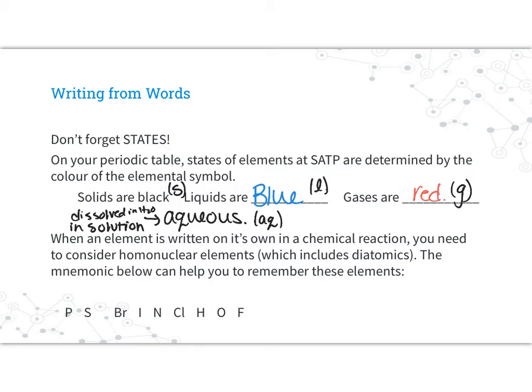When an element is written on its own in a chemical reaction, you do need to consider homonuclear elements. This includes diatomics. So it's just a fancy word for diatomics and elements that exist in multiples. This mnemonic below can help you remember these elements. P.S. Brinkelhoff is how I would say this. What we know about Brinkelhoff: bromine, iodine, nitrogen, chlorine, hydrogen, oxygen, and fluorine all exist in nature as diatomics. So when I write just the element oxygen on its own, I've always included a 2 beside it, meaning that oxygen comes in pairs.